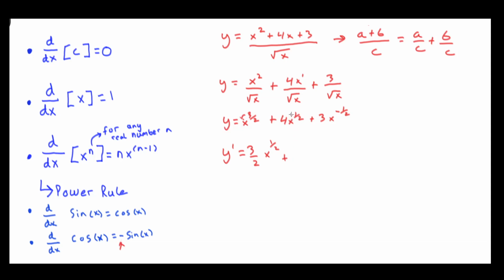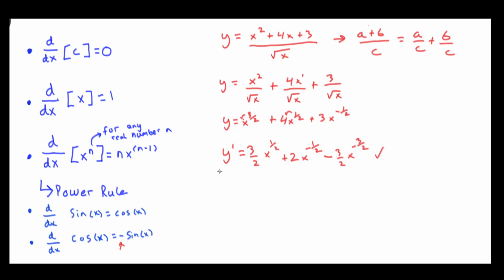Plus, same thing, 1/2 times 4 is 2, 2x, and then 1/2 minus 1 is negative 1/2. And then, since this is a negative 1/2 for our n value, we multiply that by our leading coefficient, and that gives us a negative 3 over 2 x, and then negative 1/2 minus 1 is just negative 3 over 2. That's going to be our final answer.